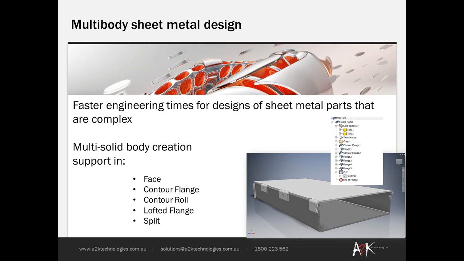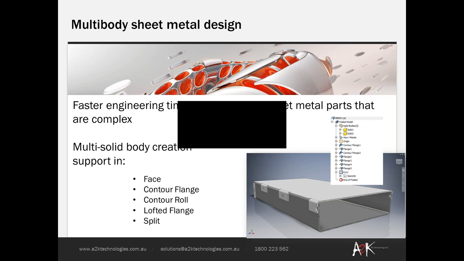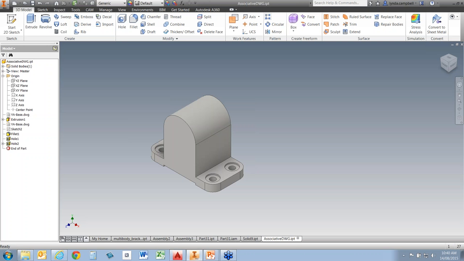The multi-body part environment is extended to include sheet metal parts. You can now use a top-down workflow to create your multi-body sheet metal parts, and this workflow supports many standard sheet metal operations, including flanges, faces, corners, hems, bends, cuts, folds, rips, so everything that you're used to using in sheet metal parts up till now is completely supported in your multi-body environment. Let's have a look at that.